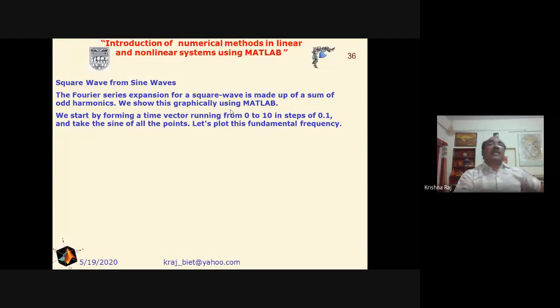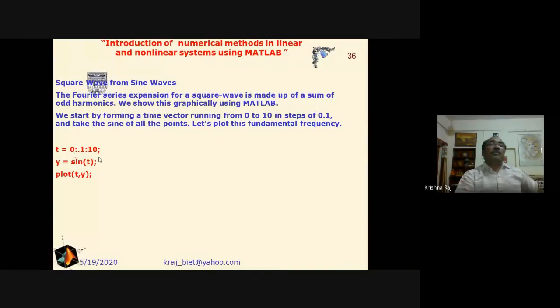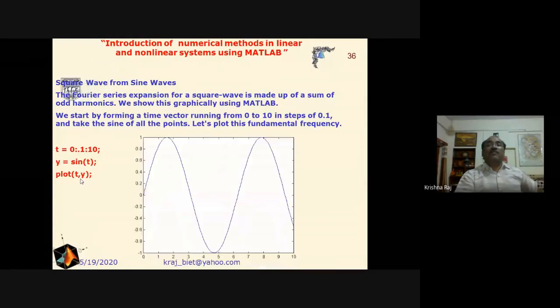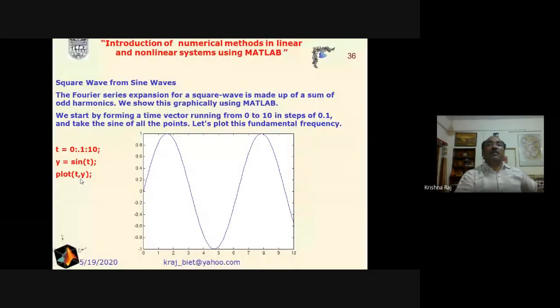We are just trying to display the Gibbs phenomenon here. Suppose this is the sine function. We have started to describe the sine function, with t ranging from 0 to 10 with a uniform gap of 0.1, and the function is sin(t), and plot x comma y. Now see the graph here, you will get this one.